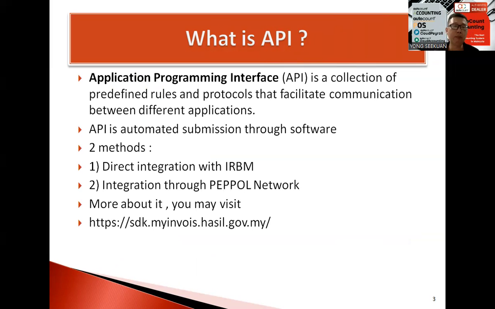API stands for Application Programming Interface. Basically, it's easy to understand. It's a bridge or a highway to connect two systems together. That's what we call an API. Now we want to integrate our billing system with the LSTN server so that we no need to manually key in one by one. That's why API is an automated submission through the software. I don't need to key in one by one, but the system will help me with automation to submit to the LSTN server. No need to do anything. So that is the API.